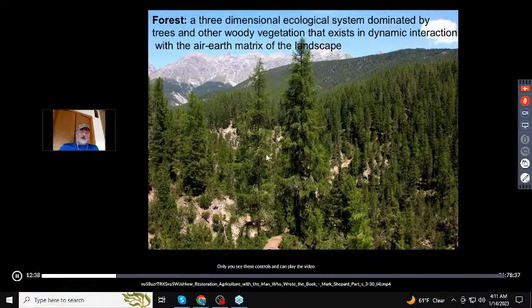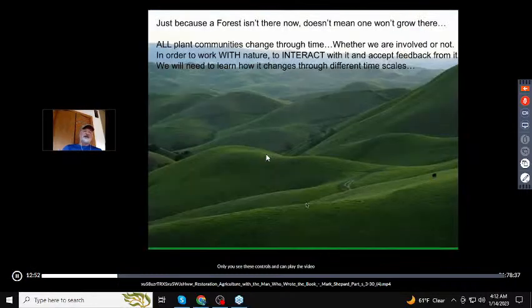Well, the even broader term of forest is basically any ecosystem anywhere. Even a grassland technically is a forest. It's just an early successional forest. It's not quite fully treed yet. We'll see a little bit later on, like this one right here. Just because a forest isn't there now doesn't mean that one won't grow there, and it doesn't mean that it's not already obeying these observable phenomena called forest ecology.